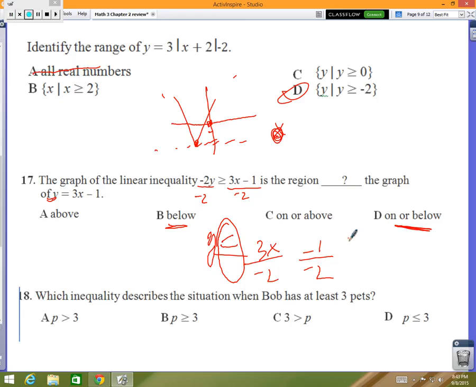So here's what I would do. On your calculator, graph this, type this in: y equals 3x minus 1. If you graph y equals 3x minus 1, it's going to be minus 1, then up 3 over 1, up 3, so it's kind of a steep line right here.